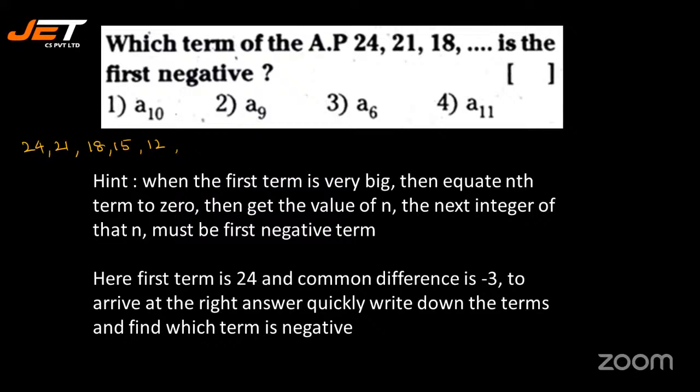Next, 12 minus 3, 9. 9 minus 3, 6. 6 minus 3, 3. 3 minus 3, 0. 0 minus 3 is minus 3. Okay. So here you can actually find out.